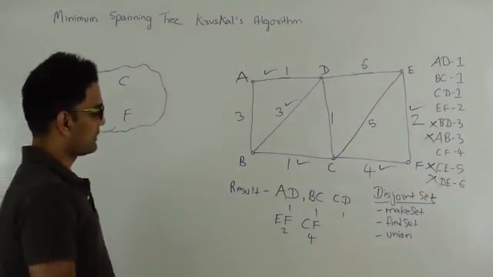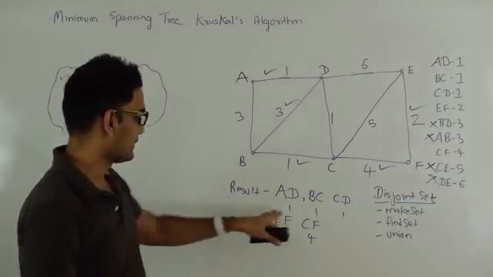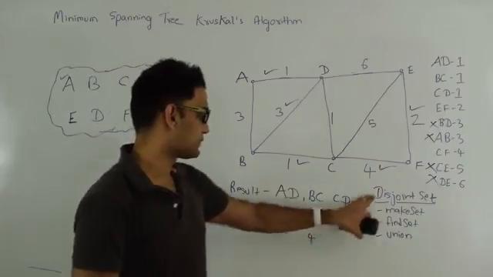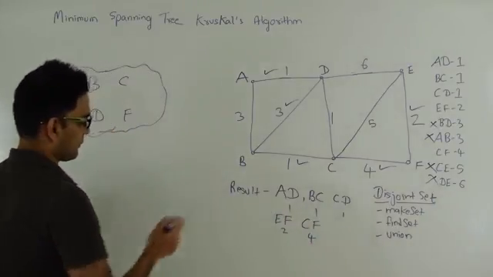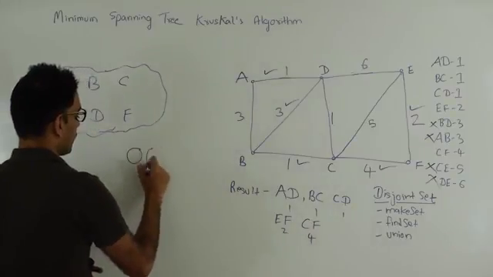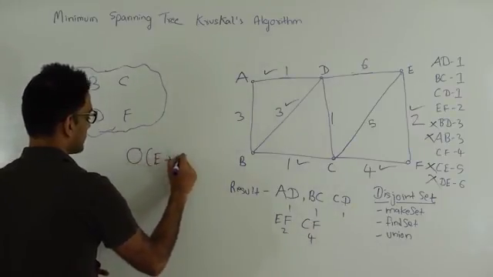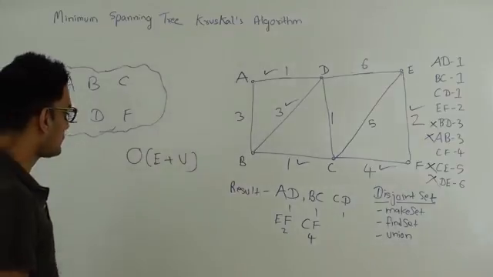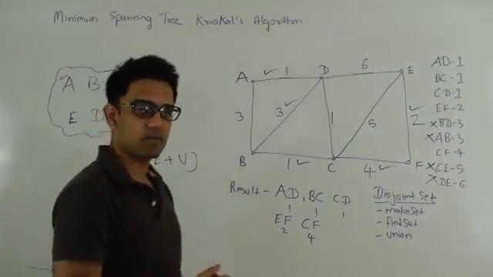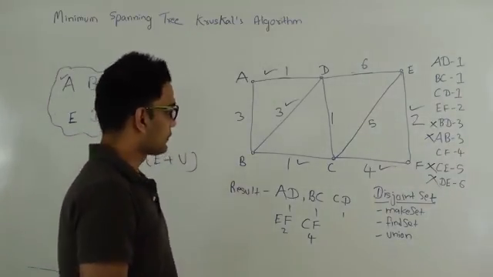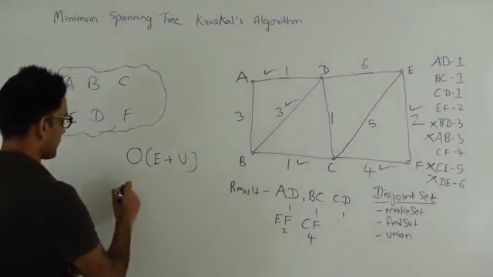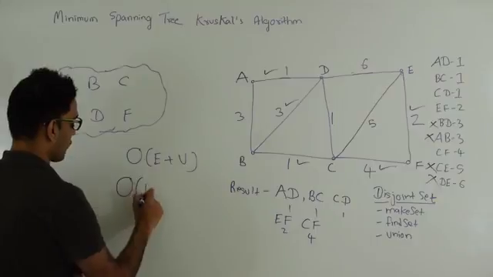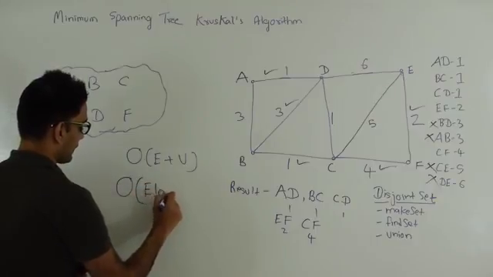So what is the space complexity? Space complexity is, in the worst case, whatever the disjoint sets take and whatever we store in the result. So it will be O of E plus V. What is the time complexity for this algorithm? If we have E edges, it will take O of E log E time to sort these edges in non-decreasing order.